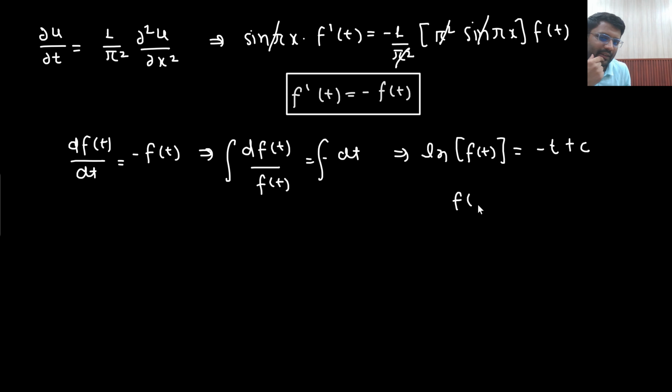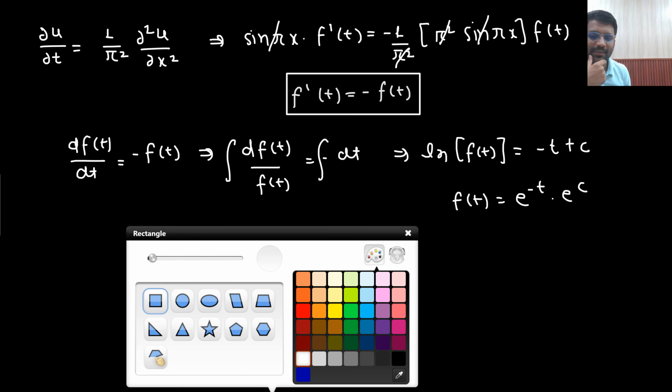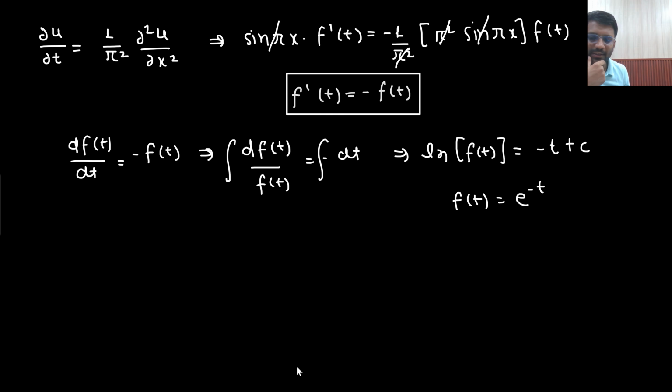So what are you getting? Sir, f of t is coming out to be e to the power minus t dot e to the power c, some constant. This constant can be treated as k. So this is your f t that you are getting. F of t is k e to the power minus t.